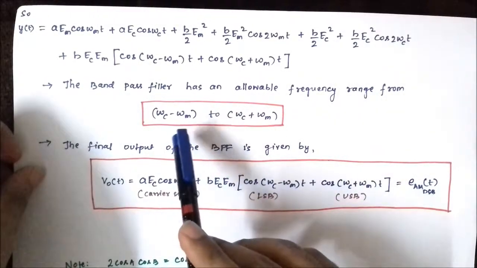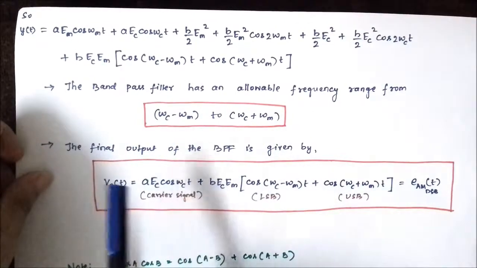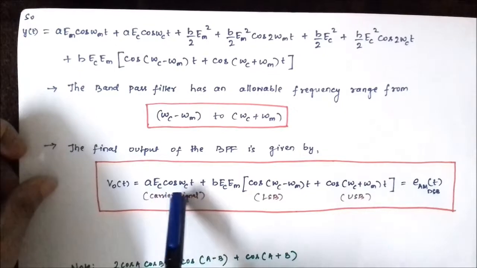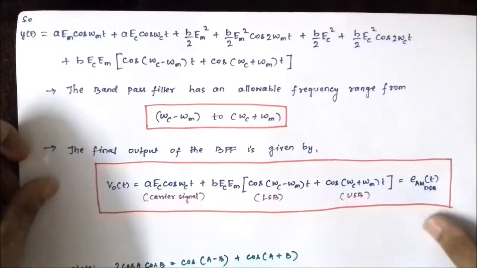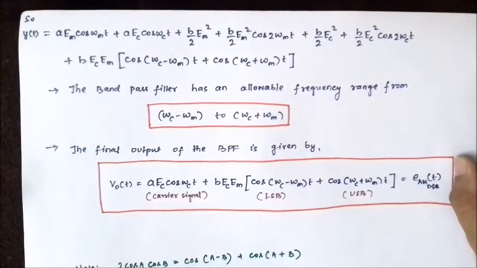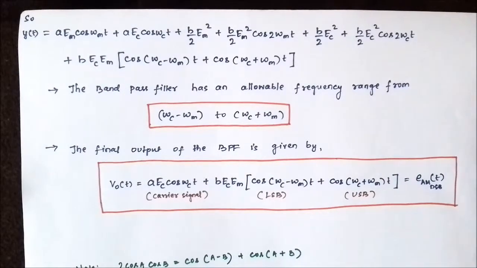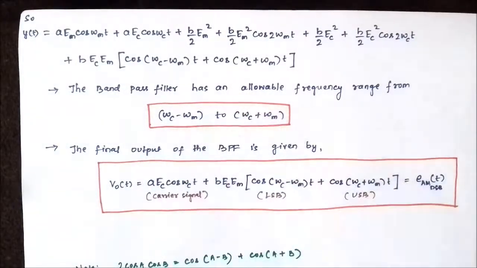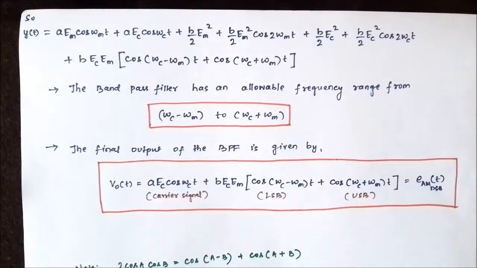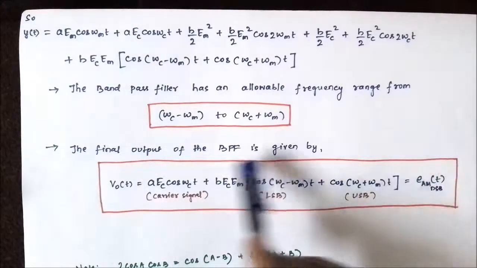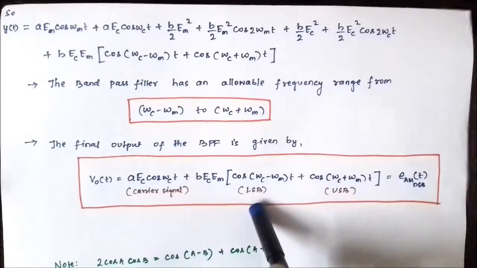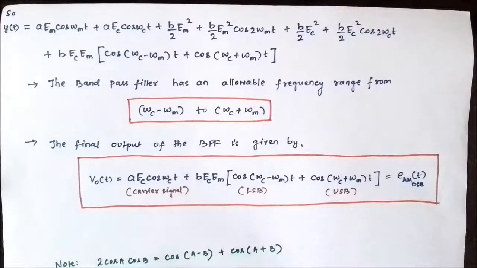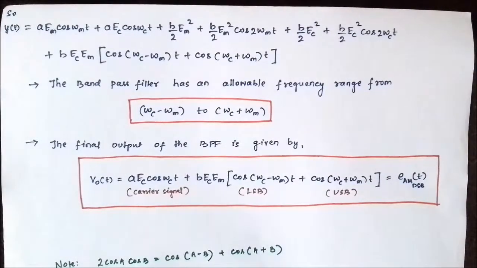So when the output of the nonlinear diode is passed through the band pass filter, the output which we get is a A_c cos ω_c t, which is the carrier signal, plus b A_c A_m [cos(ω_c minus ω_m)t plus cos(ω_c plus ω_m)t]. All the other frequency components will be blocked because they do not fall in this range. They are either lower or higher. So we get the required double sideband full carrier signal, which consists of the carrier signal, the lower sideband and the upper sideband. So this is the generation of a double sideband full carrier signal using a square law modulator.